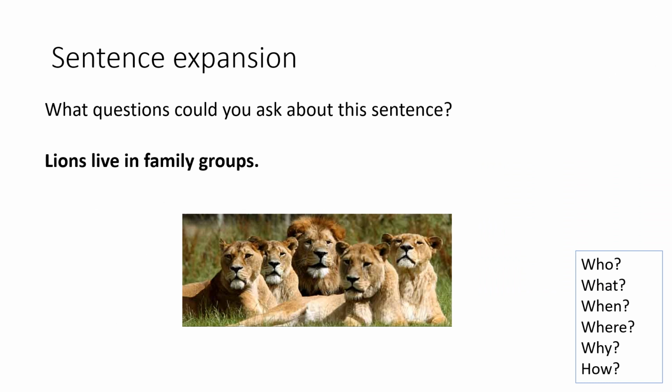Lions live in family groups. What questions could you ask about this sentence? In the bottom right of this slide here, we have some different questions that you could use: who, what, when, where, and why. Choosing the appropriate question is really important. I can't really ask who about lions living in family groups, because who is normally used to talk about people. I could use what. What is the name of a family group of lions?